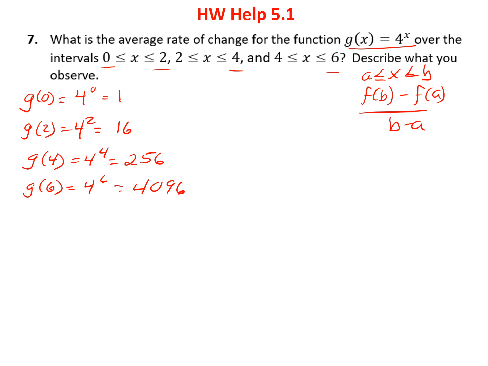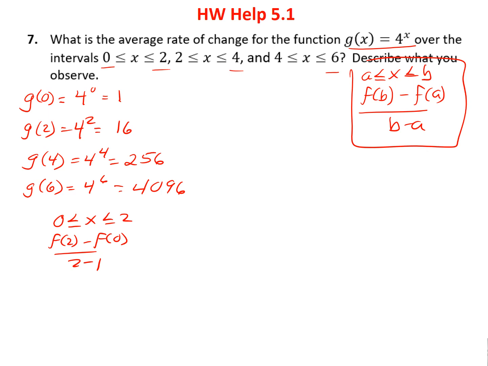So now we can find our rate of change. Between 0 and 2, that's going to be g of 2 minus g of 0 over 2 minus 0, again using this formula here. So that's going to be g of 2 is 16, 16 minus 1 over 2, which is going to be 15 over 2. So that's the rate of change between 0 and 2.